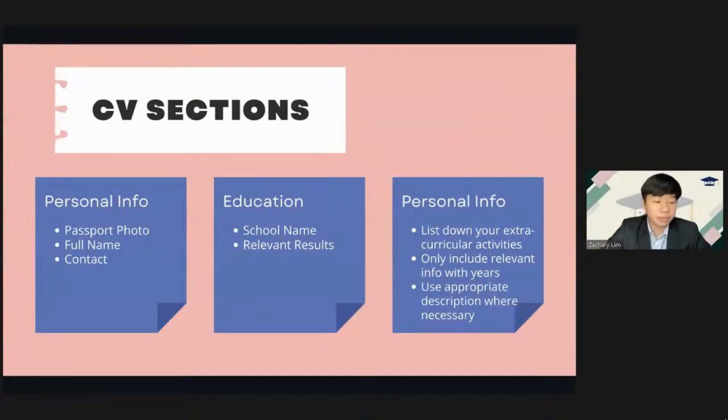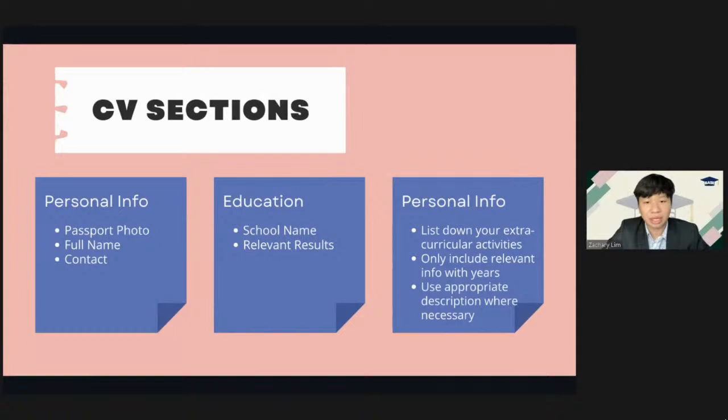Okay, so now we are coming to the next section, which is about CV sections. This is basically all the information that you need to include within your CV. The first section would be your personal info. This would include your passport photo, your full name according to your IC. IC number is usually not needed, so you just put your full name and have your contact, so your phone number and your email address. And for the email address, don't put your MOE account address. Try to put your personal email address.